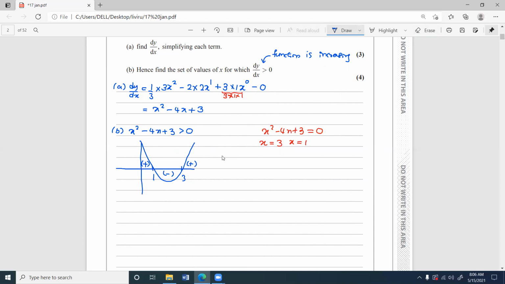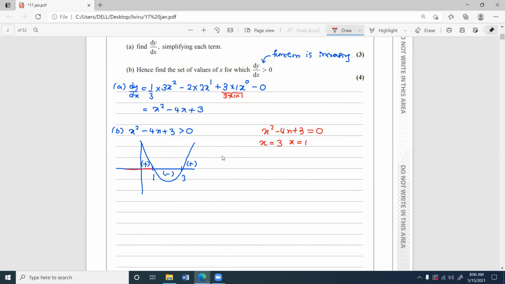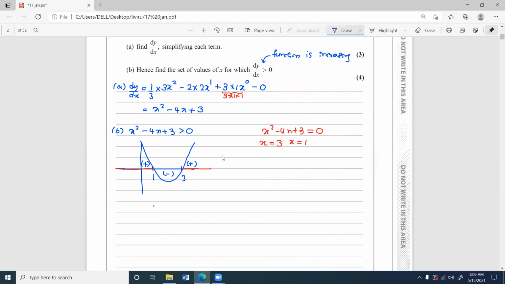In this case, which region are they referring to? They are looking for the x values where this quadratic is greater than 0. That is the positive region. That means they are worried about this region and this region. With that, you can write the final answer: x is less than 1, since there is no equal sign, just less than 1, and greater than 3. These are the two regions which satisfy this inequality. That's a way of doing this kind of question.